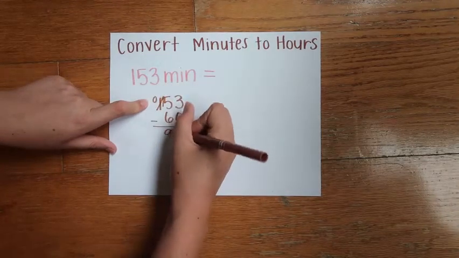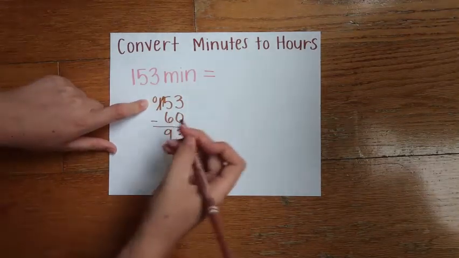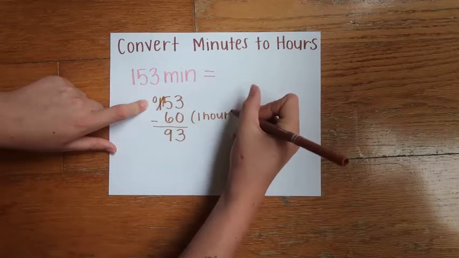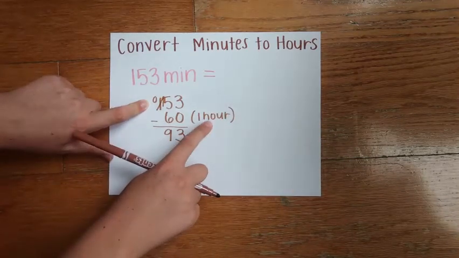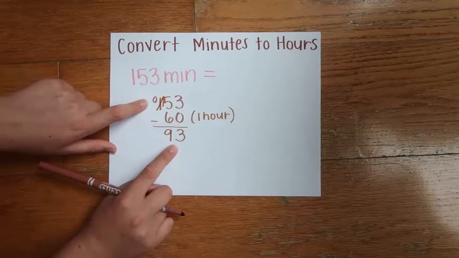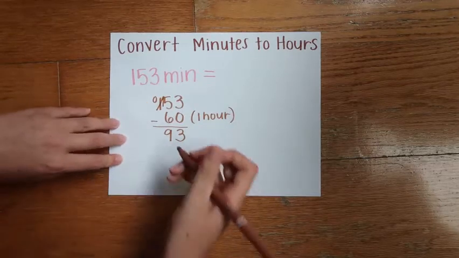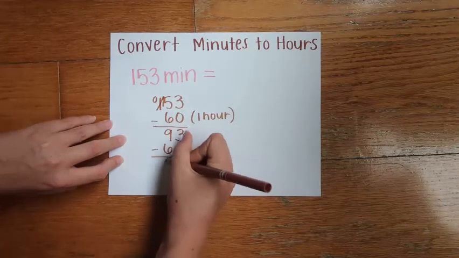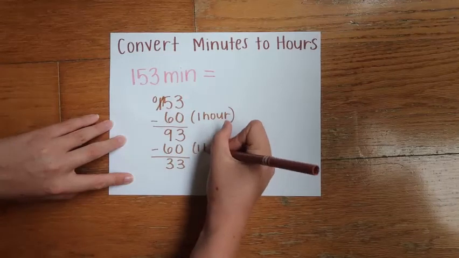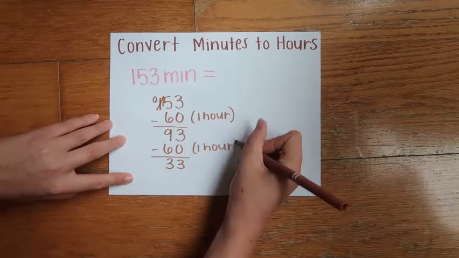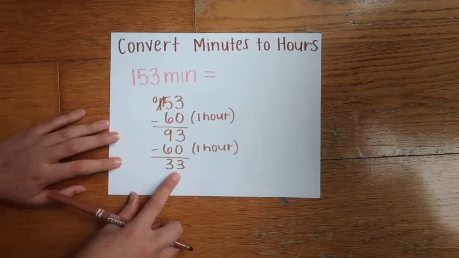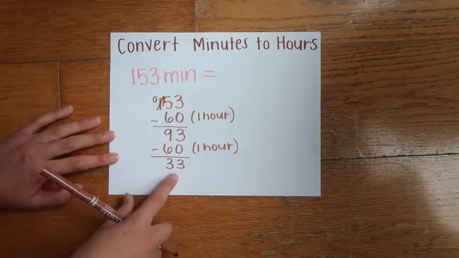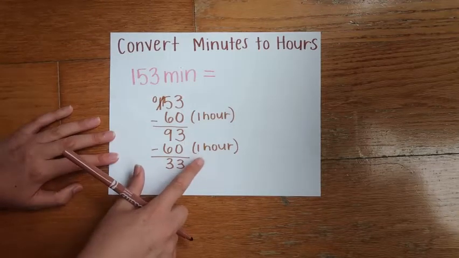93 minutes. So when I did that, I said, all right, there's at least 1 hour, and there's 93 minutes left still. So I'm going to take away another 60 minutes because I can fit another hour into 93. So that's another 1 hour. And then I have 33 minutes left, and this is to the point now where I don't have any more hours left. 33 minutes is less than an hour, so I can't pull out any more hours.